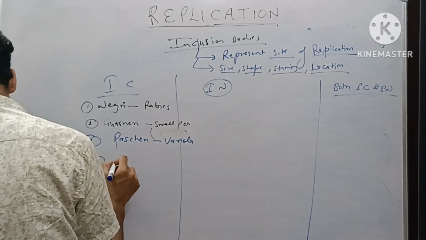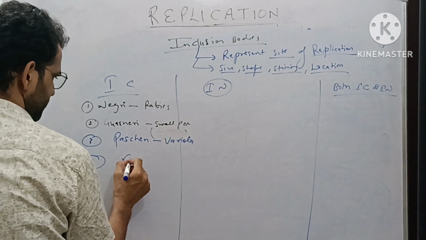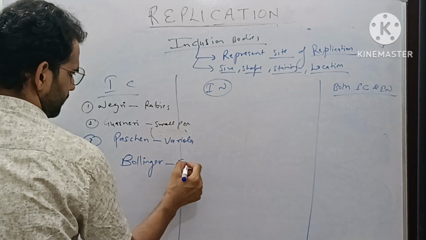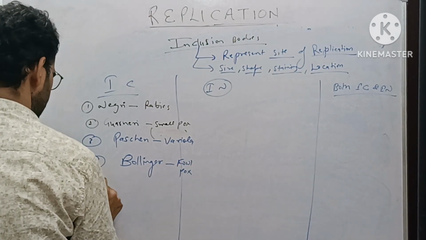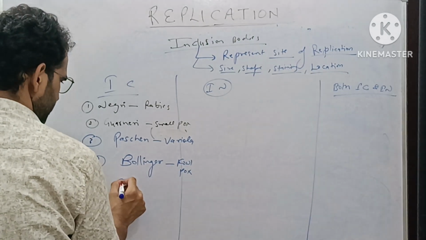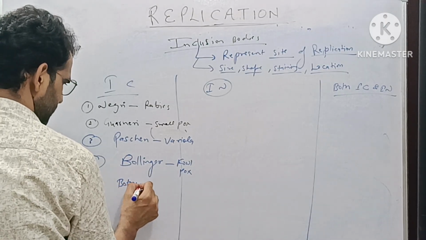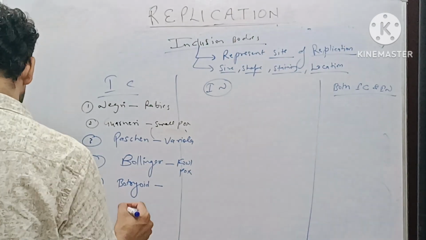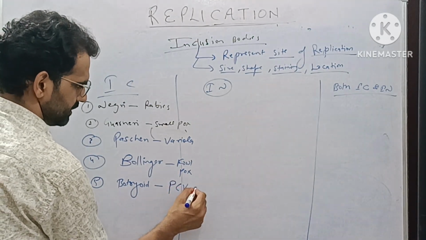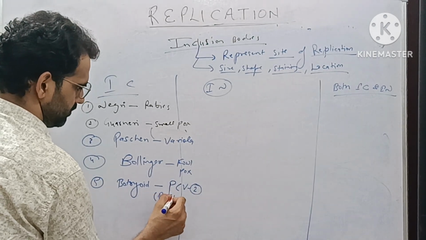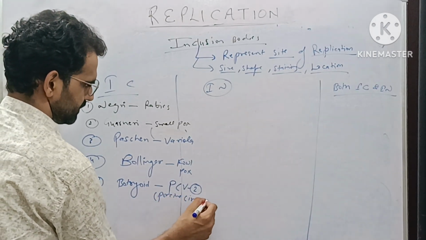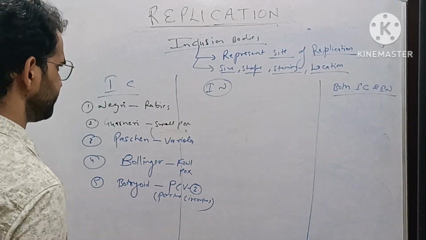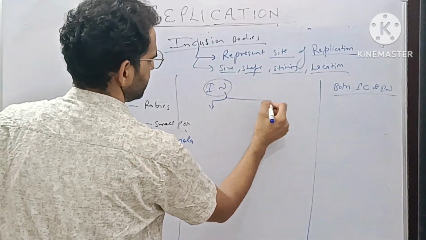Number four, fowlpox, that is Bollinger bodies. Number five is Borrel bodies... Botryoid bodies. They are found in porcine circovirus 2. So these are the intracytoplasmic inclusions. Intranuclear may be of two types.